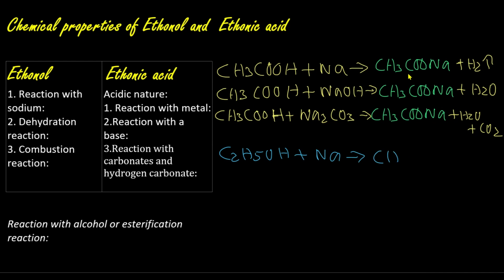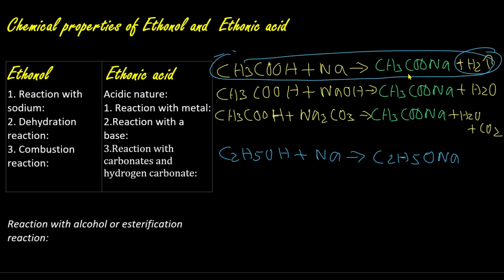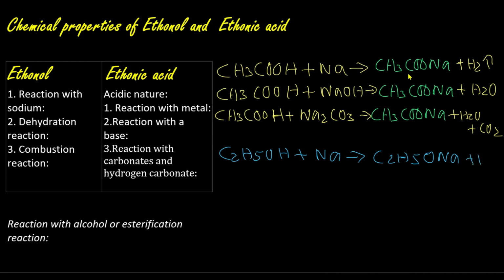This is C2H5, right, this H will be replaced with Na. So that's ONa. So this is called sodium ethoxide. And like in the case of ethanoic acid, here too hydrogen gas is released.